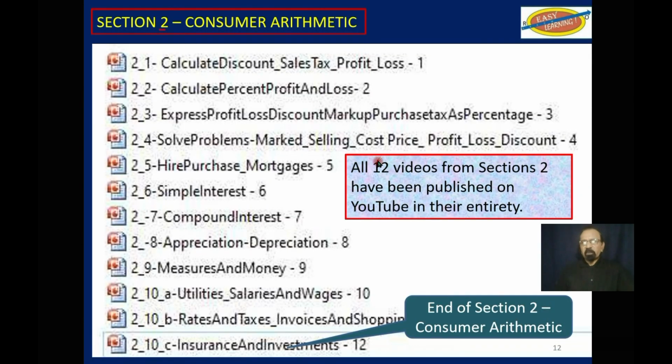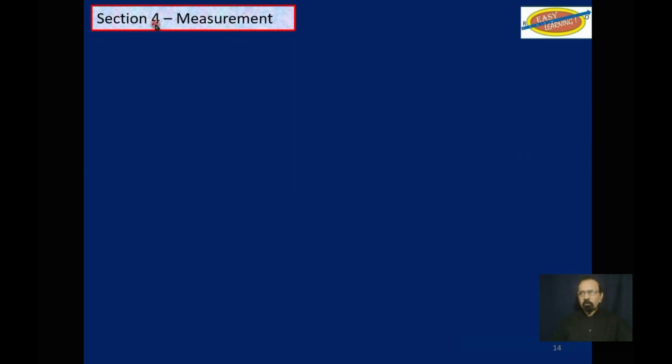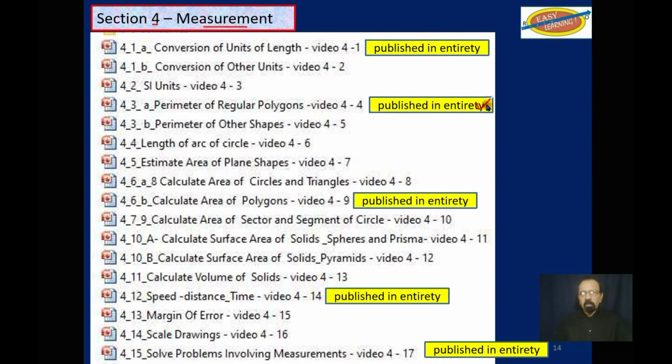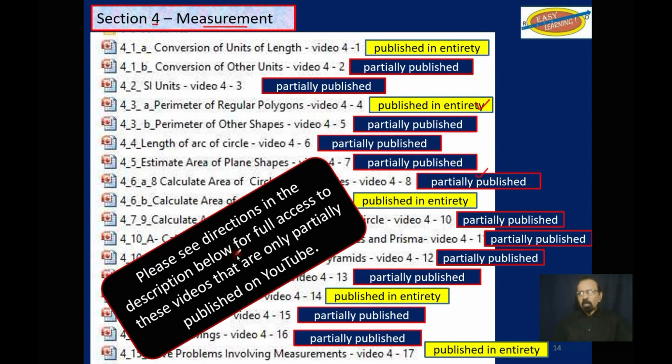Section 2, Consumer Arithmetic. All 12 videos from this section have been published on YouTube in their entirety. Section 3, Sets. All 6 of these videos have been published on YouTube in their entirety. Section 4, Measurement. Some of these have been published on YouTube in their entirety, the others partially. Please note that if you need full access to these videos that are only partially published on YouTube, see the directions in the description below.